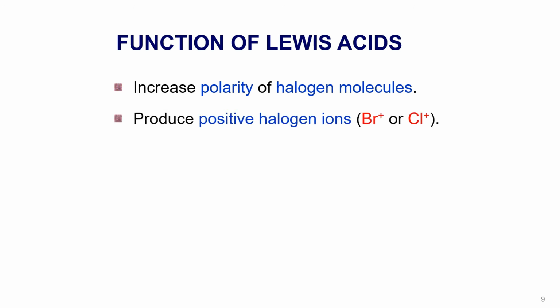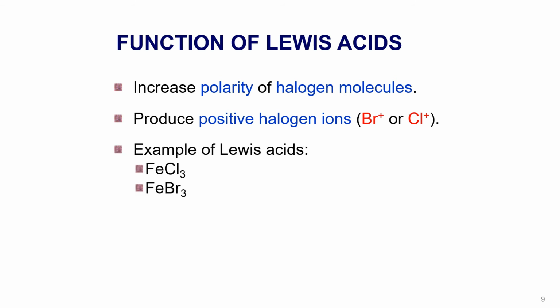Function of Lewis acids. A Lewis acid acts as a catalyst to increase the polarity of halogen molecules and produce positive halogen ions, either the bromonium ion or the chloronium ion. Examples of Lewis acids are FeCl3 and FeBr3.